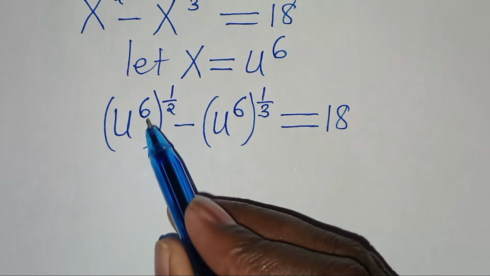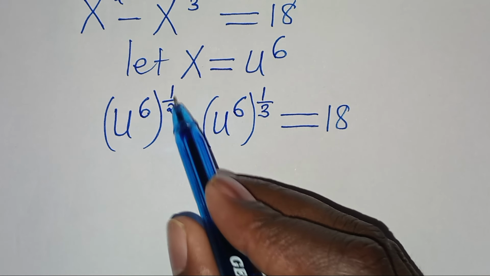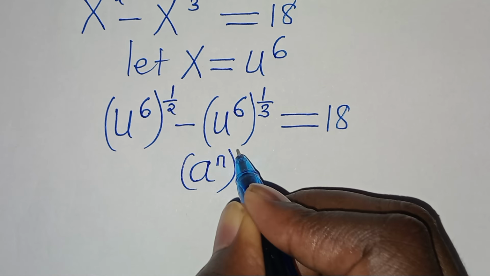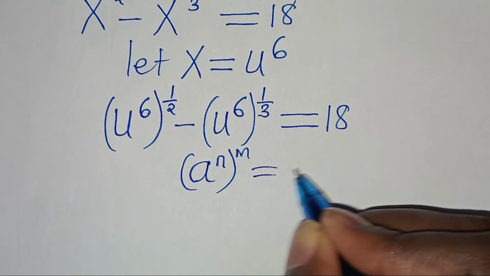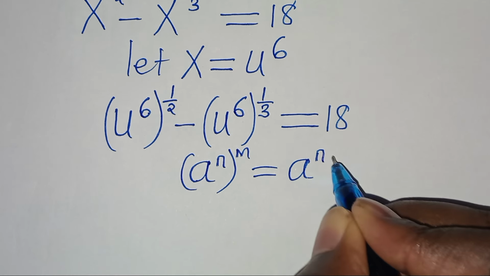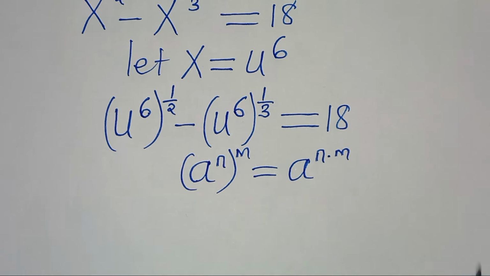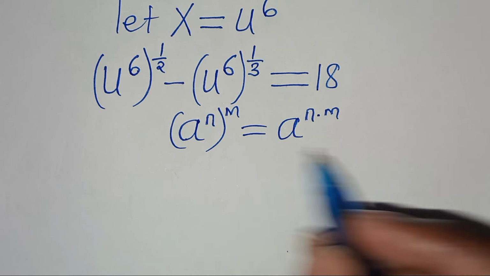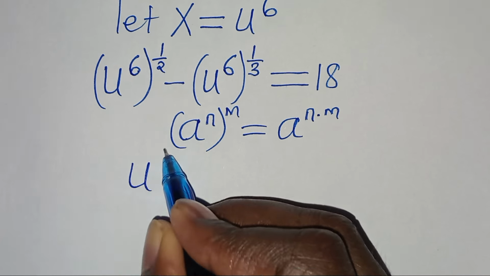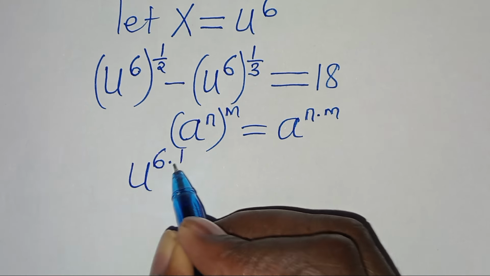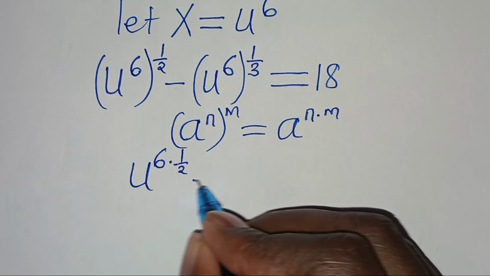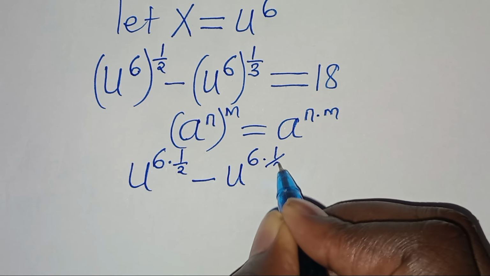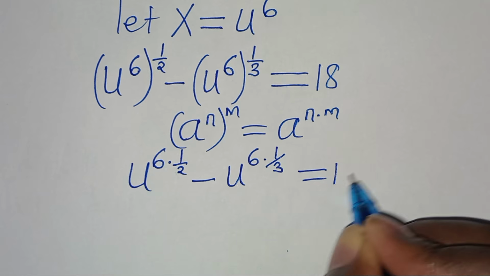Now we have that u to the power of 6 raised to the power of a half. This is in the form of a to the power of n raised to the power of m, which we can express as a to the power of n multiplied by m. Applying this exponent property, then we have u to the power of 6 multiplied by a half, then minus u to the power of 6 multiplied by 1 over 3. This is equal to 18.